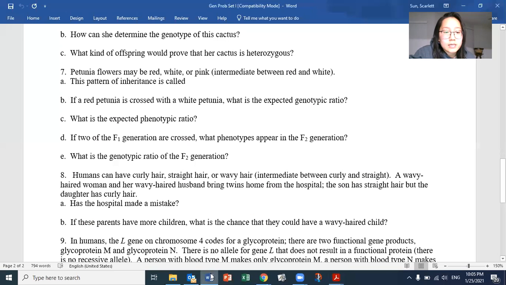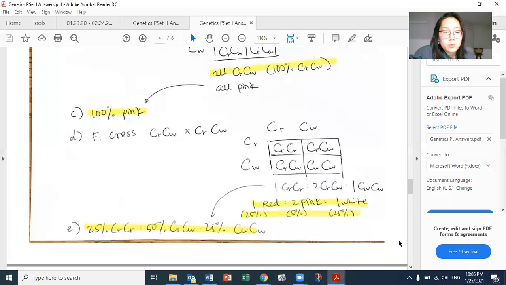Okay, and then in part E, it's asking you, what is that genotypic ratio? Well, the genotypic ratio would be 25% CRCR. You can also do 1 CRCR, and then 50% CRCW or 2 CRCW, to 25% or 1 CWCW, and that would be the genotypic ratio.